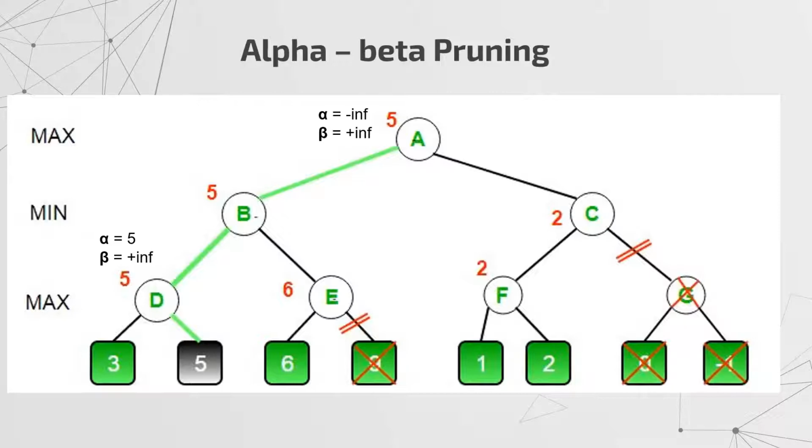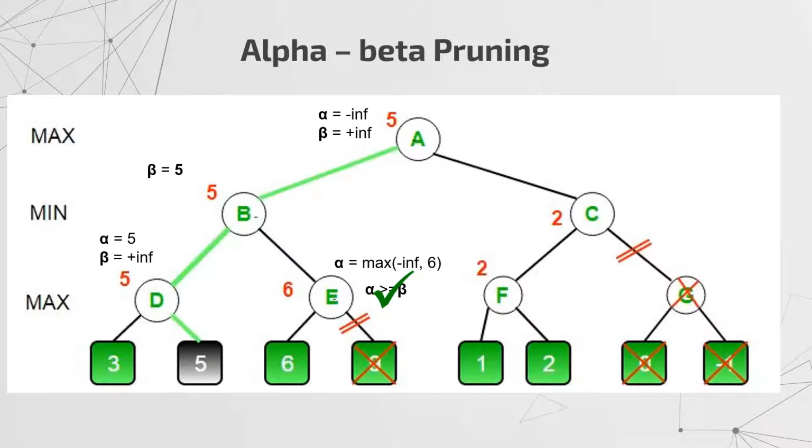Now E looks at its left child, which is 6. At E, alpha is the maximum of negative infinity and 6, which is 6. Beta is 5 and alpha is 6, so the condition becomes true. So it breaks the tree and E returns 6 to B.